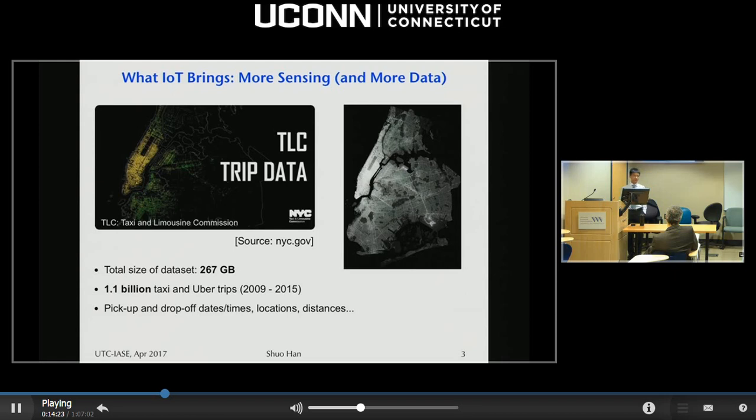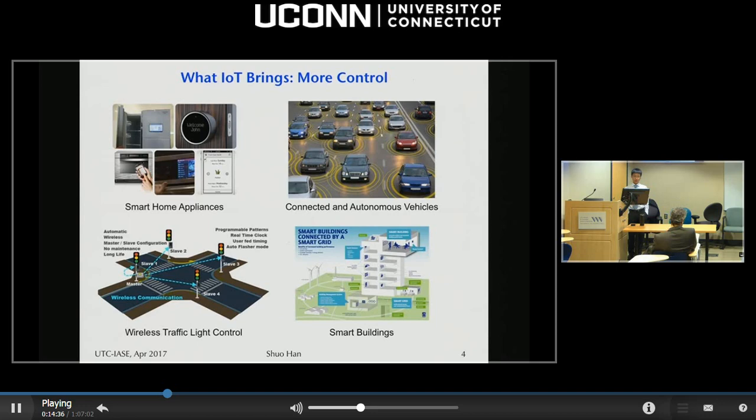One thing you may immediately do with this data set is visualization, to see historically what the passengers' demand looks like. The other aspect is control. Since we can now connect all these objects to a network, we have more control freedom over all of these objects remotely. For example, with smart home appliances, you can now control the temperature of your refrigerator even when you're absent from home. In the context of cities and transportation, there are connected and automated vehicles, wireless traffic light control, and also smart buildings.